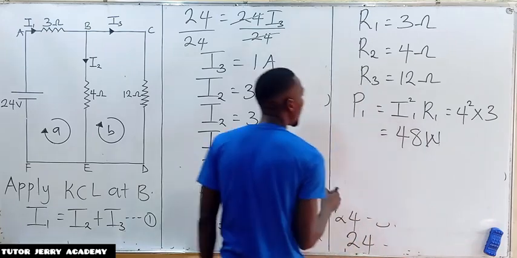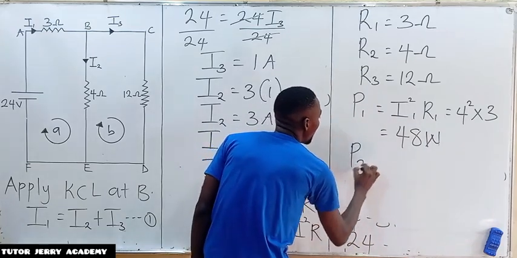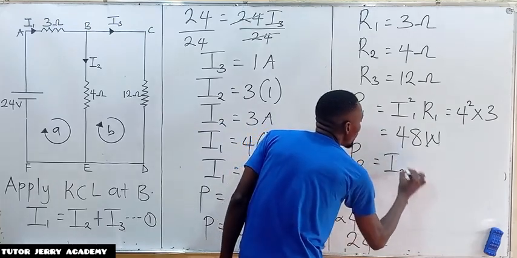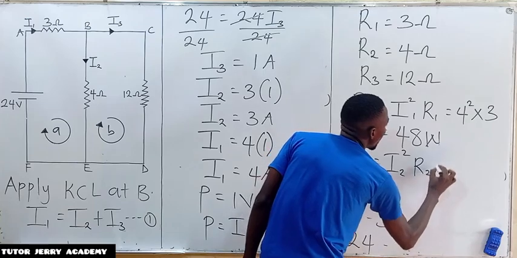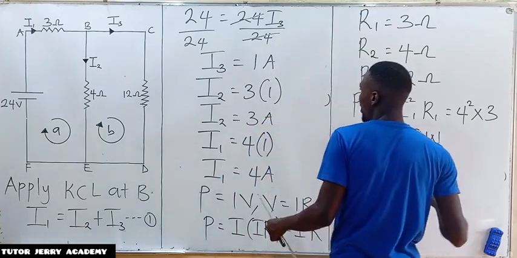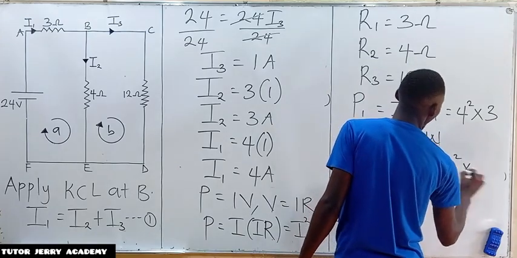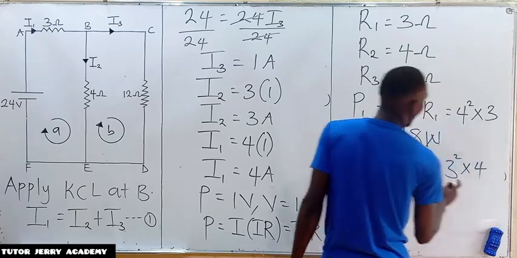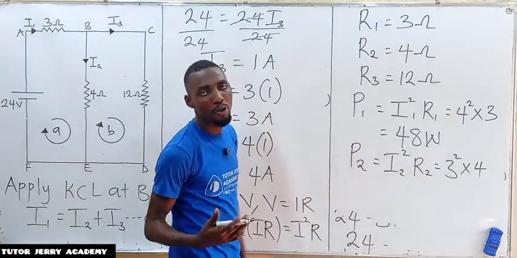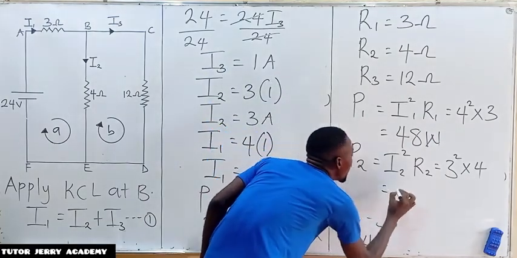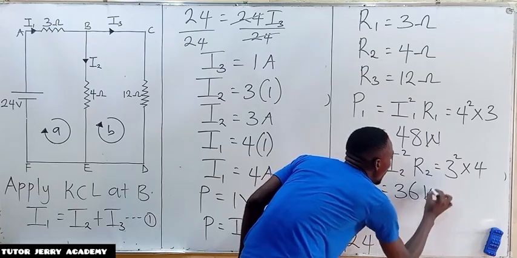All right, so P2 will be equals to I2 squared R2. I2 is 3. So it's going to be 3 squared multiplied by R2, which is 4. That is 9 multiplied by 4. 9 multiplied by 4 is 36. So we are going to have this to be equals to 36 watts.